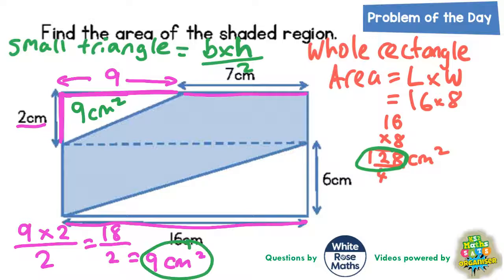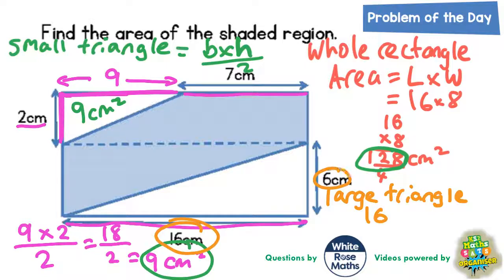Now we need to do a similar thing for the large white triangle in the bottom right corner. Well, again, it's the same formula. Just because it's a bigger triangle, it doesn't change how we do it. It's still going to be base times height divided by 2. But the numbers we're going to use this time are a bit easier. So we've got 16 for the base, and we've got 6 for the height. So that's 16 times 6 divided by 2. Well, 16 times 6, let's just work that out.